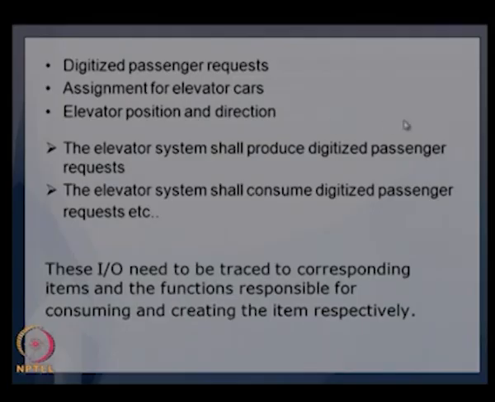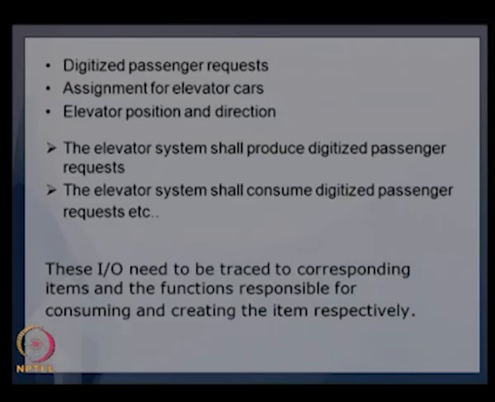This input output needs to be traced to corresponding items and the functions responsible for consuming and creating the item respectively. It is not only identifying the requirements, we need to find out to which component or to which system these requirements can be traced. So, that is the tracing of the requirements.